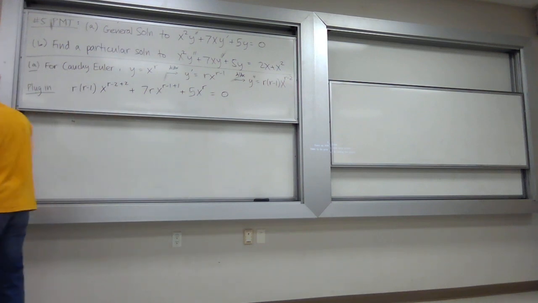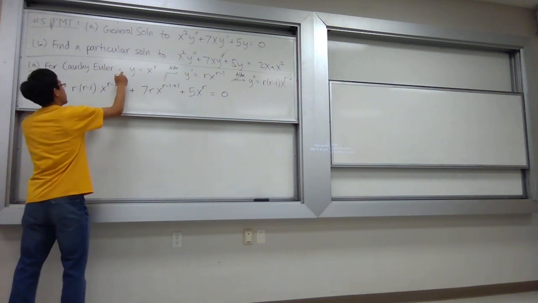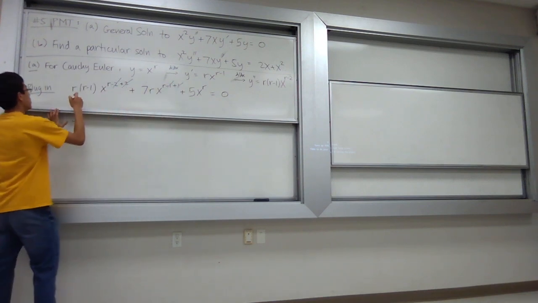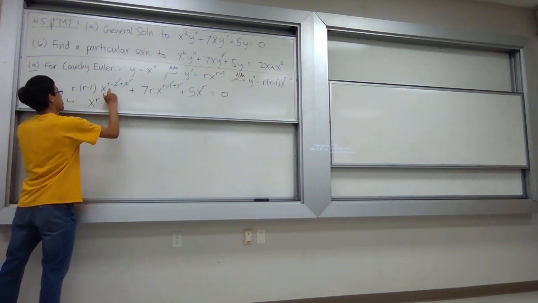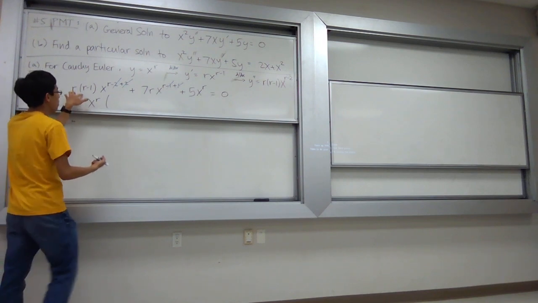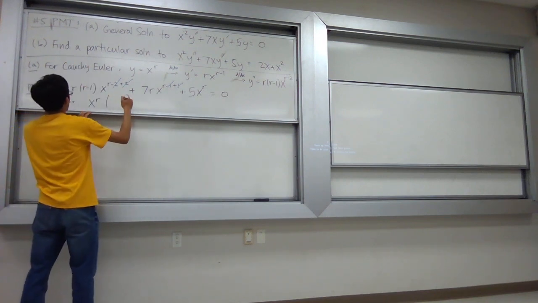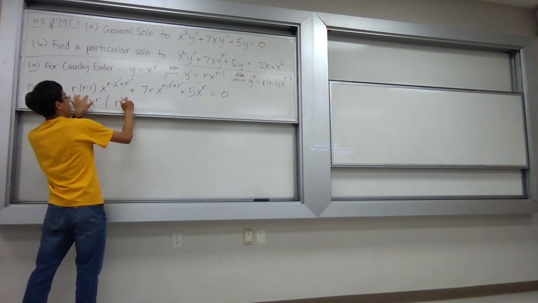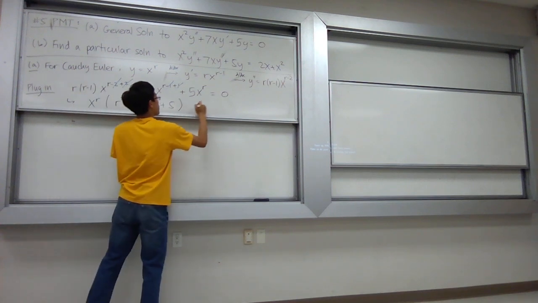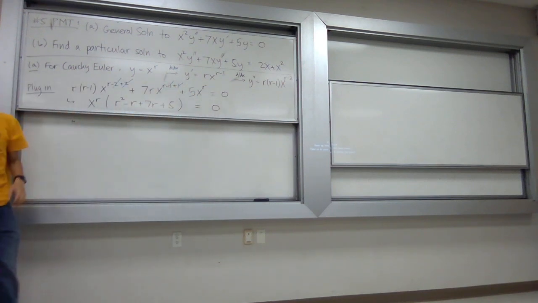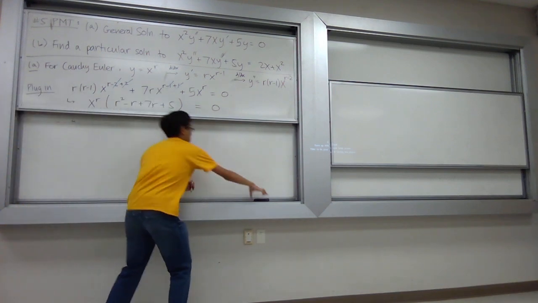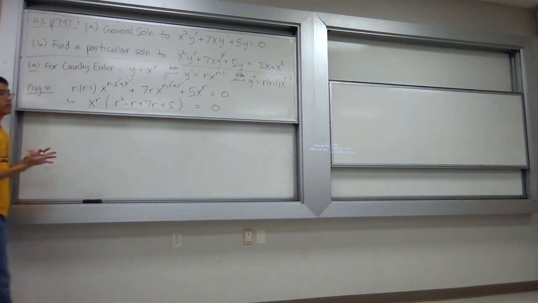Right. And then you can see that the minuses and pluses of 1s and 2s, those exponents cancel out. In the end, we pull out the x to the r, and then see what kind of constants we get with the r's and whatever the equation had. So we have r squared minus r plus 7r plus 5 equals 0. Okay. So are there any questions so far?